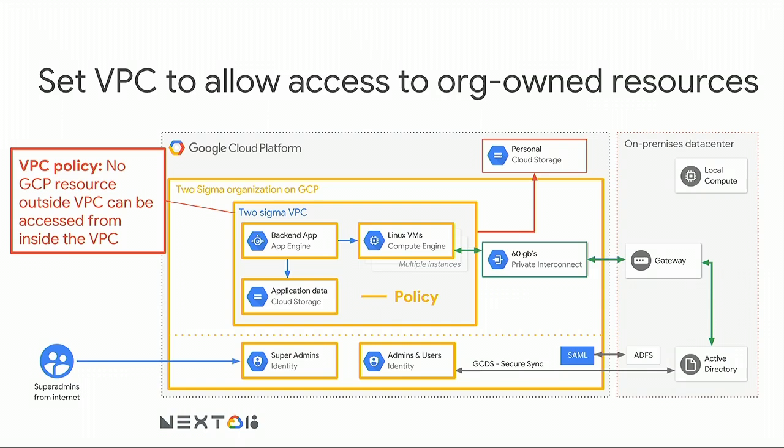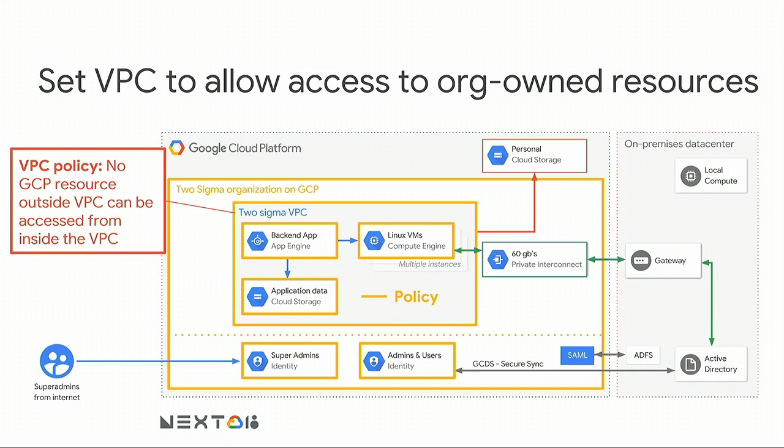In essence, at this point of the build, we don't have an outbound firewall, so to speak, which prevents you from accessing any GCP resource which is not within your VPC. So this is precisely now what we add as a policy. So we add a policy saying, no GCP resources outside my VPC can be accessed from inside the VPC. So you can think of, for example, all cloud buckets in GCP now broken into two sets. One is the sets which are within your VPC as you've designated, and one is everything else.